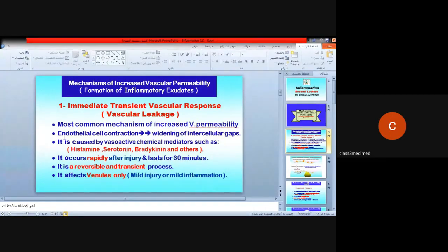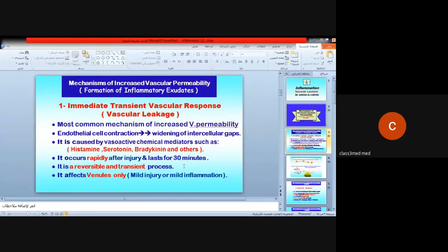This is the most common mechanism of increased vascular permeability, in which there is endothelial cell contraction, which leads to the widening of intercellular gaps. This endothelial cell contraction is caused by vasoactive chemical mediators, such as histamine, serotonin, bradykinin, and other mediators. It occurs rapidly after injury, so it is called immediate, and lasts for 30 minutes, so it is transient.